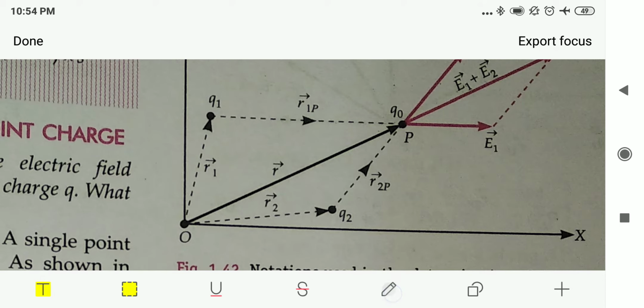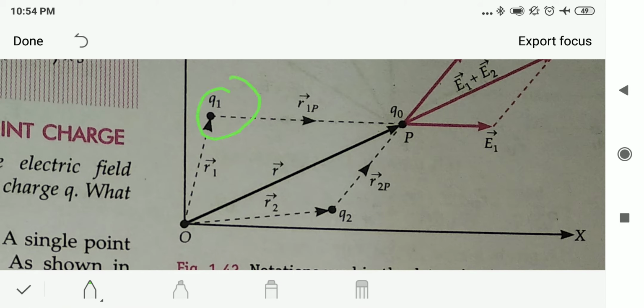Here we have taken point charges q1, q2. Here only two charges are shown, and this is the q naught, that is the test charge. This r1 is the position vector of q1, and this r2 is the position vector of charge q2. We have to find the electric field intensity at point P, where we have placed a test charge, due to these charges q1 and q2.